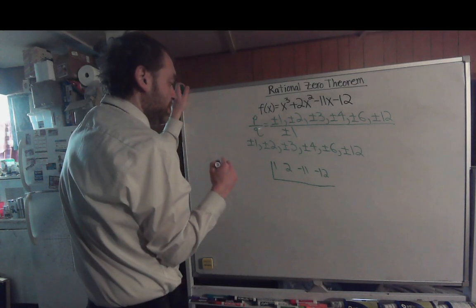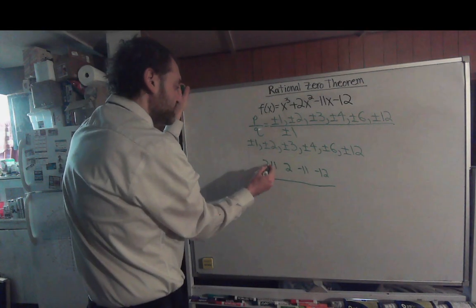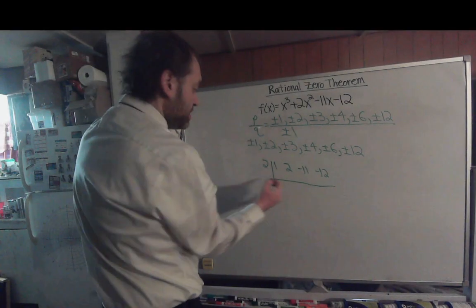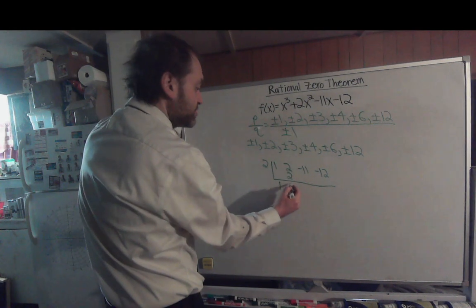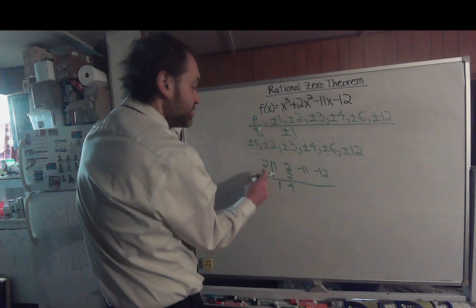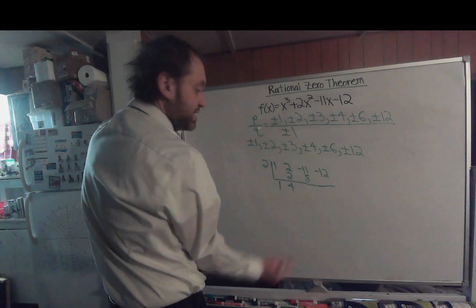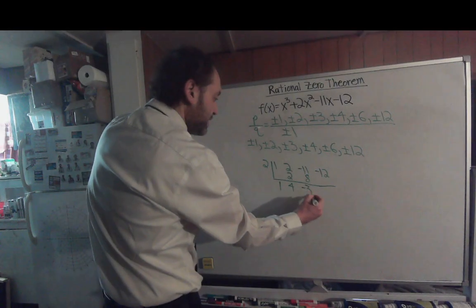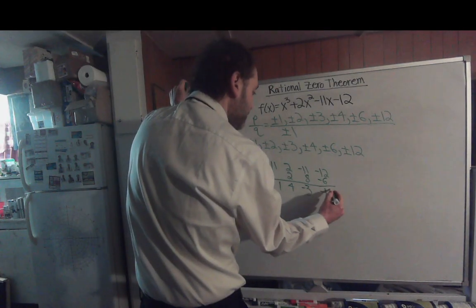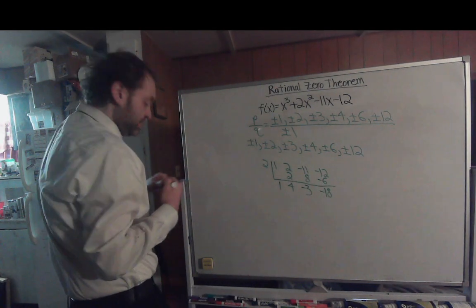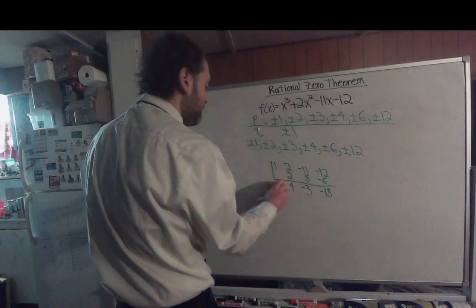Let's see here. Let's try a factor of 2. So bring down your 1. 2 times 1 is 2. 2 plus 2 is 4. 2 times 4 is 8. Alright. Negative 11 plus 8 is negative 3. 2 times negative 3 is negative 6. Well, you end up getting a remainder of negative 18. 2 is definitely not a factor. X minus 2 definitely won't be.